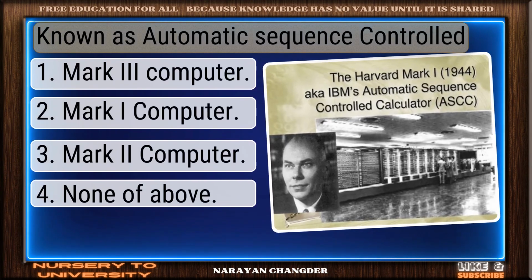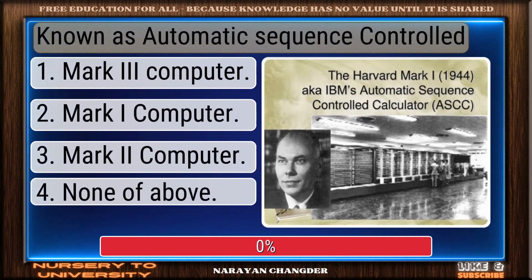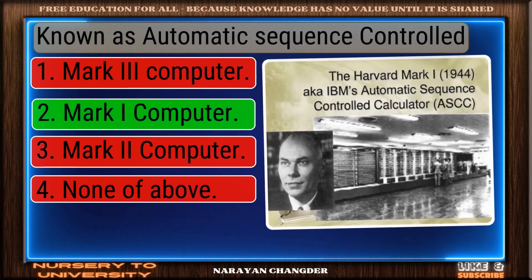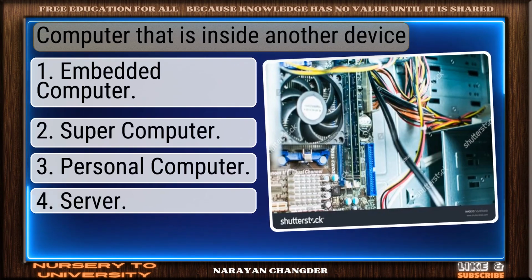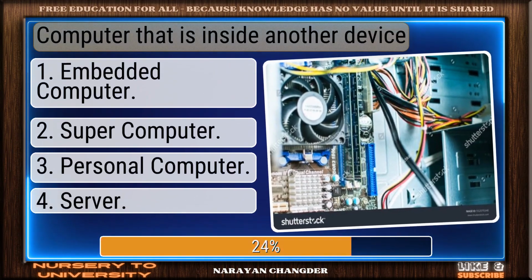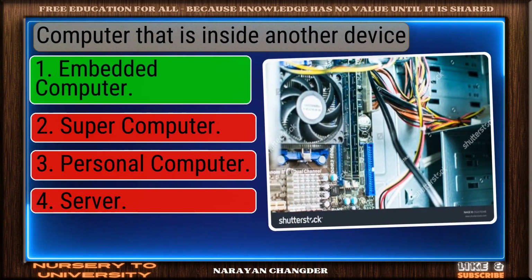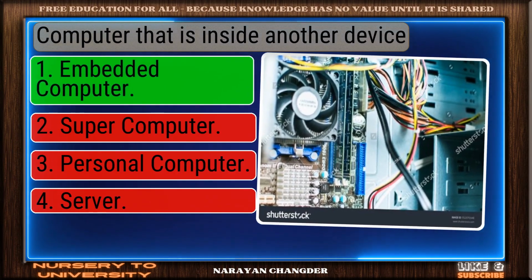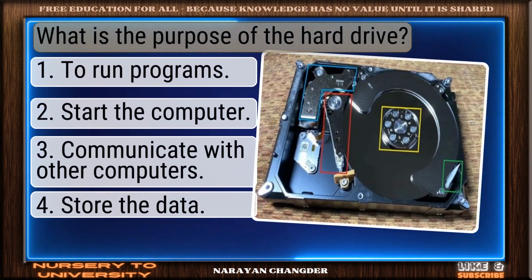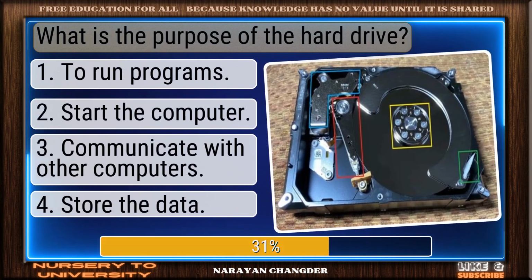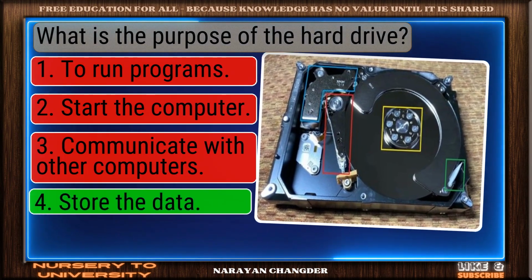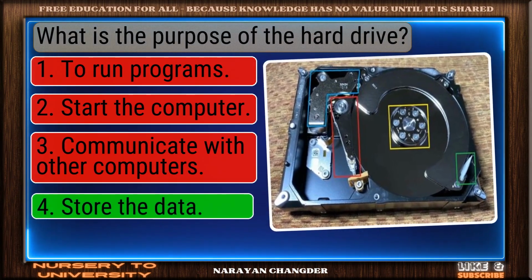Question number 46. Known as automatic sequence controlled. Excellent. Mark-I computer is a brilliant choice. Question number 47. Computer that is inside another device. Correct. Embedded computer is the right answer. Question number 48. What is the purpose of the hard drive? Correct response. Store the data is the most accurate answer.